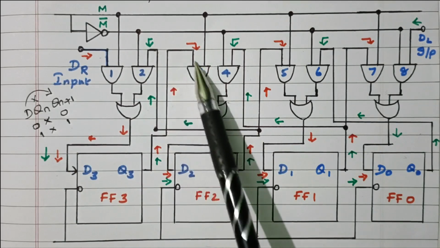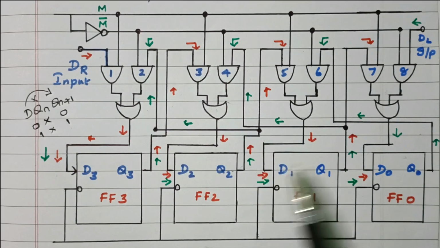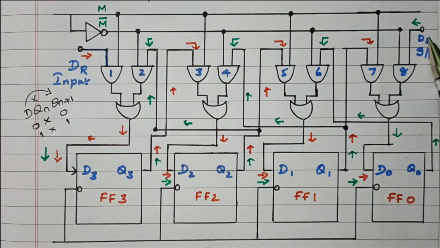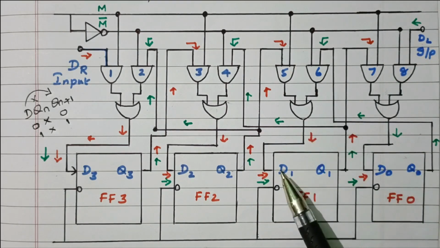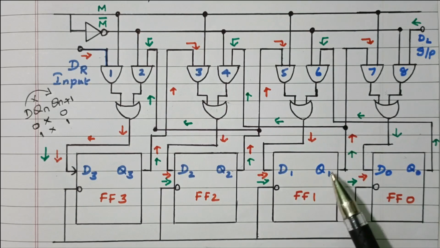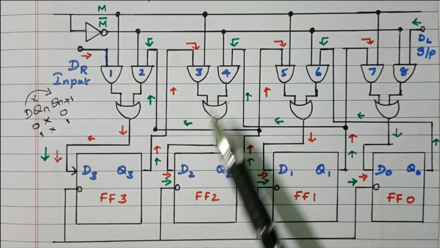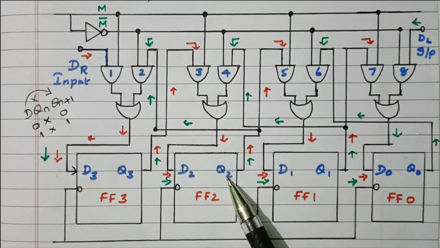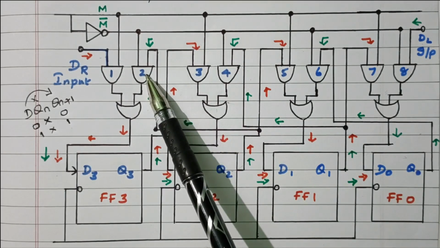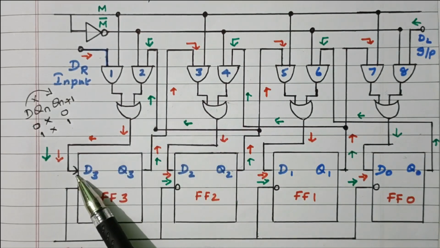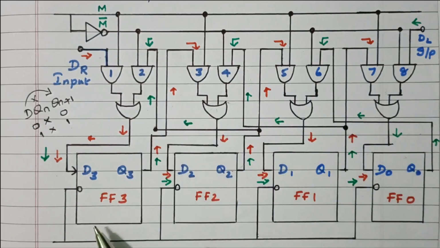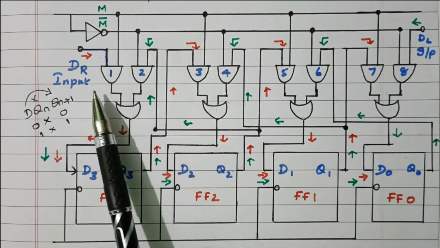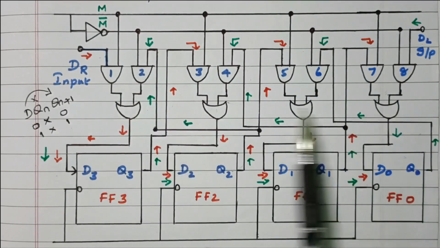Then this output again goes to the next step, right? So from this side the input goes to AND gate 8, then flip flop 4. The output of the flip flop goes to AND gate 6, then it goes to the third flip flop. The output of the third flip flop goes to AND gate 4. From that it goes to the second flip flop. The output of the second flip flop goes to AND gate 2. From that it goes to the input of the first flip flop. Now the data is shifted left side, right? So based on the M value, we can shift the data either right side or left side.